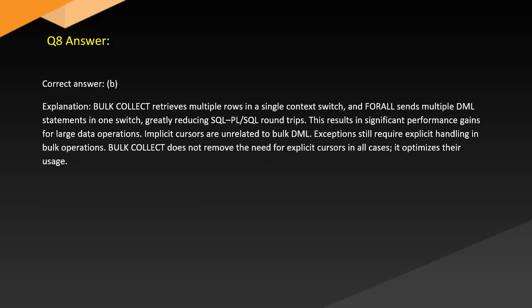Answer. Correct answer: B. Explanation. BULK COLLECT retrieves multiple rows in a single context switch, and FORALL sends multiple DML statements in one switch, greatly reducing PL/SQL-SQL round trips. This results in significant performance gains for large data operations. Implicit cursors are unrelated to bulk DML. Exceptions still require explicit handling in bulk operations. BULK COLLECT does not remove the need for explicit cursors in all cases; it optimizes their usage.